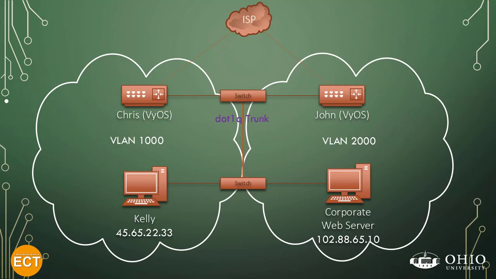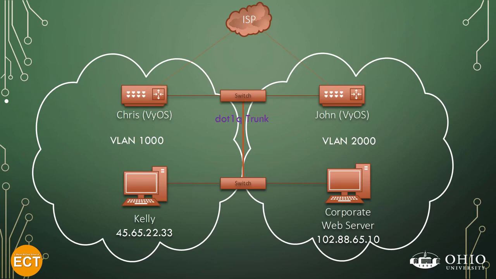So the ports that Chris and John and Kelly and corporate web server are using are all access ports. But those ports have been configured on the two switches to know what VLAN they're supposed to be access ports on. And that way when Kelly puts traffic out, the switch knows, hey, this should be in VLAN 1000, switch it appropriately. It'll go over the trunk port if it needs to get to Chris or wherever it's going. So it'll be able to pass traffic back and forth, but traffic that's for Kelly in VLAN 1000 will never cross over into other parts of the switch, or should never cross over. There are, of course, security issues with leaky VLANs and things like that. But theoretically, it should never cross over to the other side.